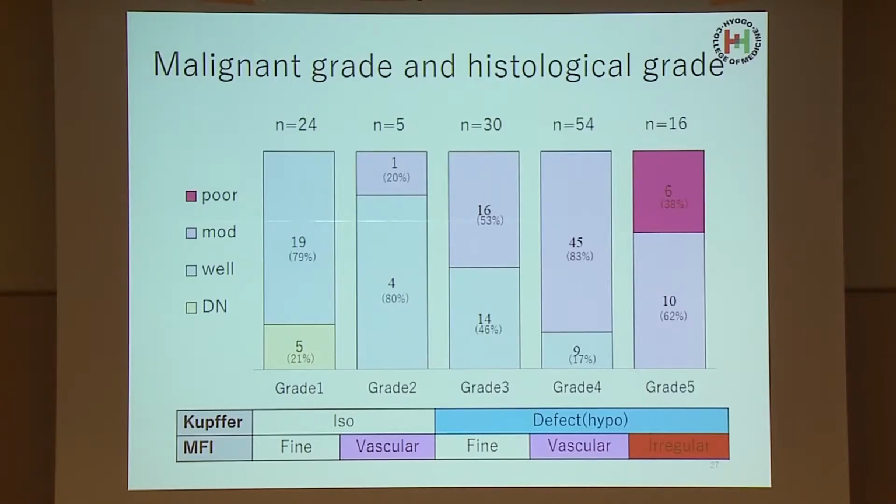As you can see, combining blood flow images and the findings in Kupffer phase enable us to stratify degree of tumor differentiation. That is, cases with a defect and irregular vessels will be mostly poorly differentiated HCCs, while cases with fine vessels and iso intensity in Kupffer phase tend to be well-differentiated HCCs.